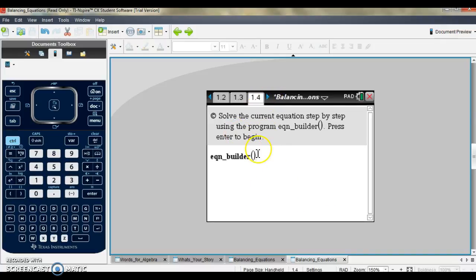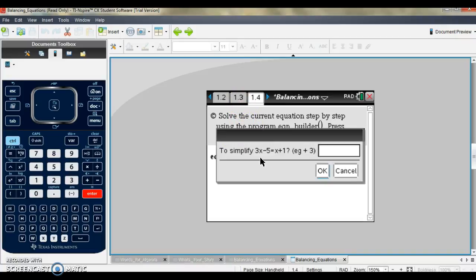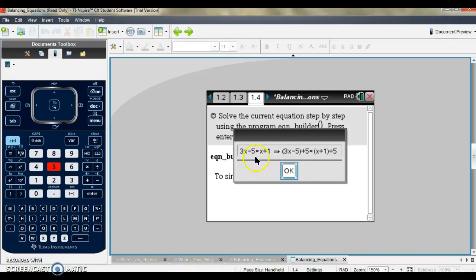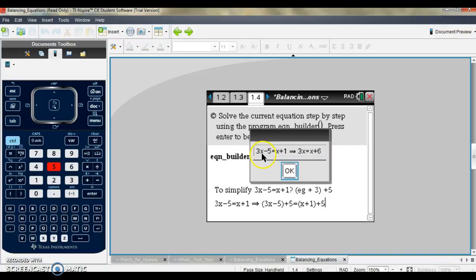So now we want to solve the equation that we just did step by step algebraically. So if I push enter, how to simplify 3x minus 5 equals x plus 1. So our first step is we want to add 5. So then it moves it over and simplifies it to 3x equals x plus 6. So we're okay with that.